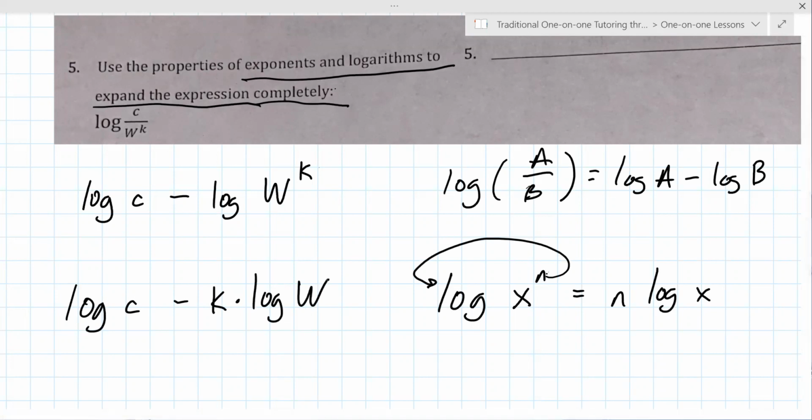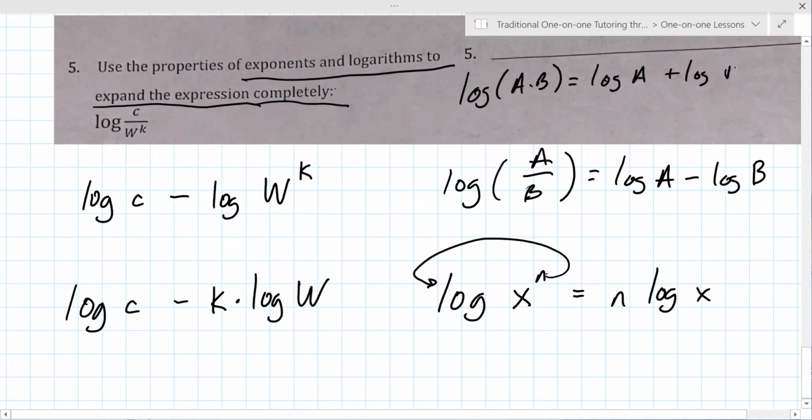Okay. There's only one more property. It does not apply here. And I'll just write it up here. Log a times b equals log a plus log b. But it doesn't apply in this particular example. Maybe you saw those in homework. And maybe we'll see them in the next problem, which is likely, nope, it's not.